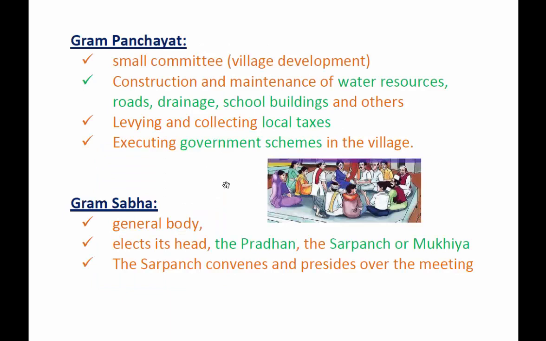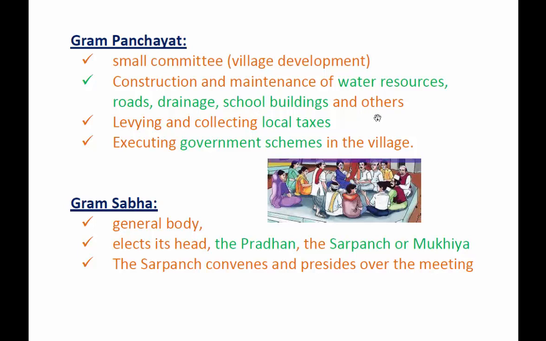First one is Gram Panchayat. Gram Panchayat is a small committee which works at the village level for the development of the village itself. Alright. So their main works are construction and maintenance of water resources, right? Such as hand pumps, water pipes and all, roads, village roads, so to say, and the drainage system, school buildings, and so many other things.